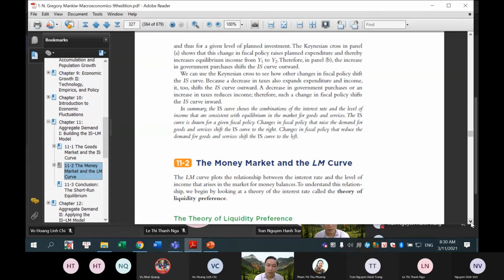And the last point in this chapter is how the central bank changes the money supply. You remember that the central bank has three tools, three ways to change the money supply. The first way is to buy or sell government bonds. When the central bank buys government bonds, it has to pay money to the bondholder, meaning the commercial bank or the public. Therefore the public has more money and the money supply will increase.